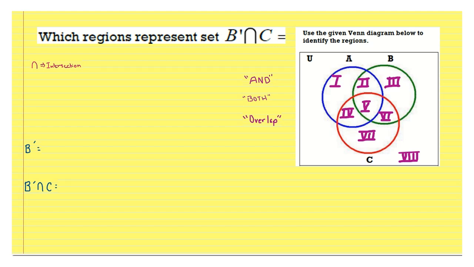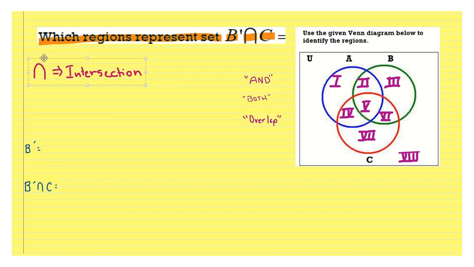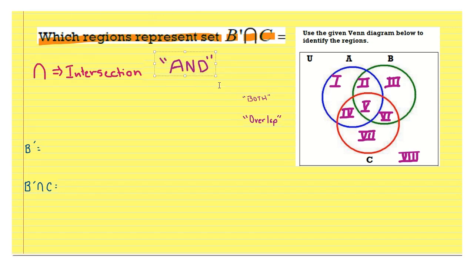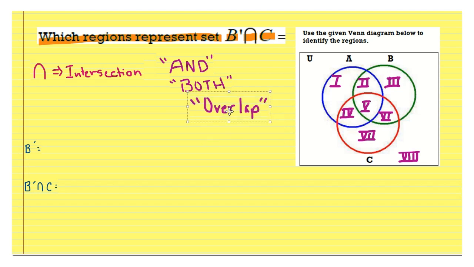Our last question is which regions represent set B prime intersected with C? And as is usual, we need to make sure that we understand our symbols correctly. This upside down U, which is not a U, it is a symbol, represents the word intersection, and it is associated with the words and the word both because the intersection must be in both of the sets that are being referenced. It is an overlap between the sets. So this is going to be an overlap between B prime and set C.